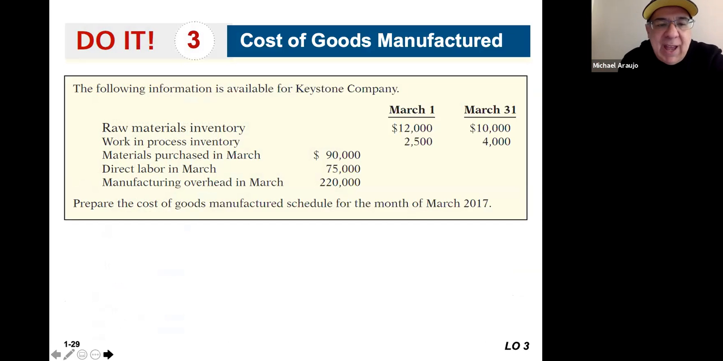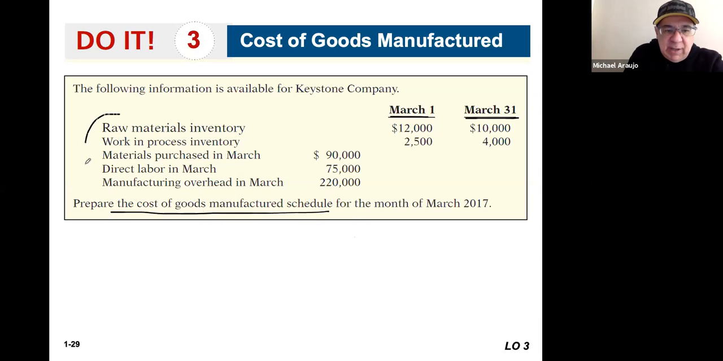For this, it shows information about Keystone Company. And it asks us, and this is just for March, right? March 1st to March 31st. And it asks us to prepare exactly that same schedule for this company for March, okay? All the information we need is right here.